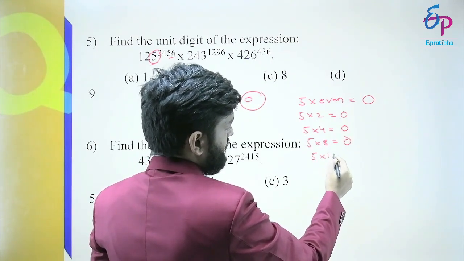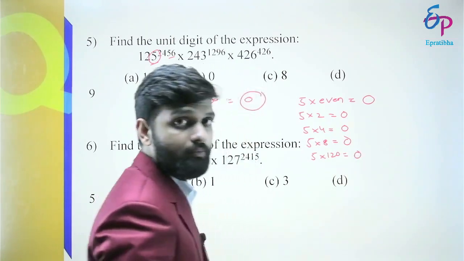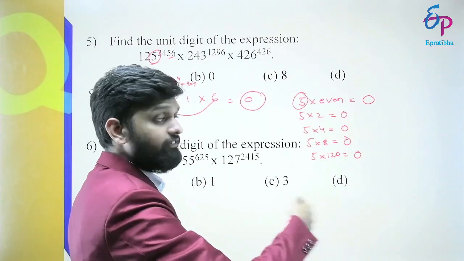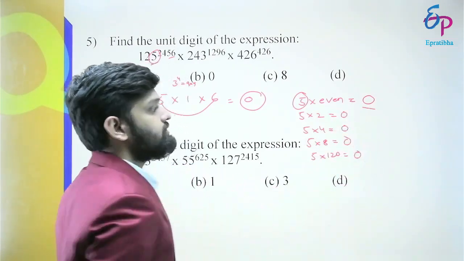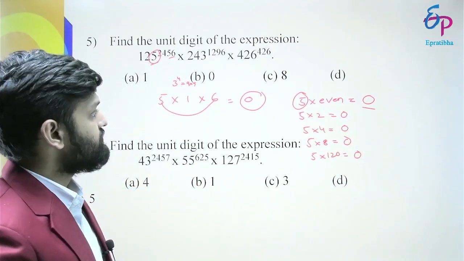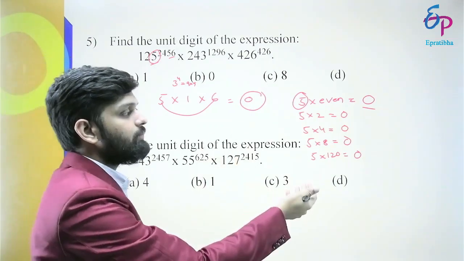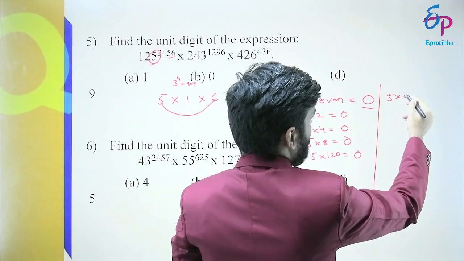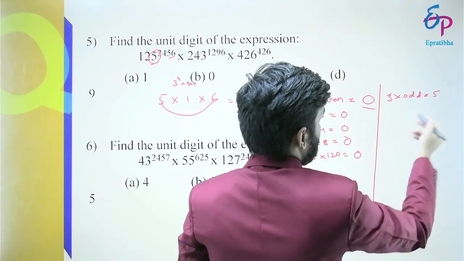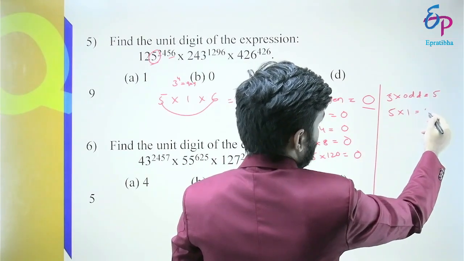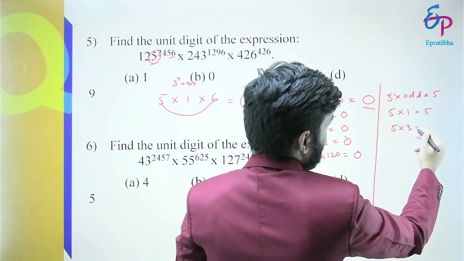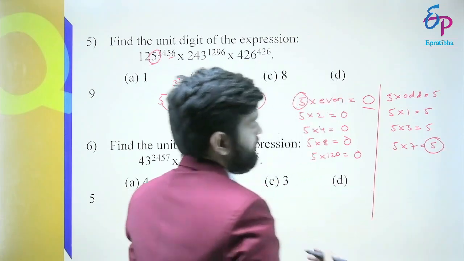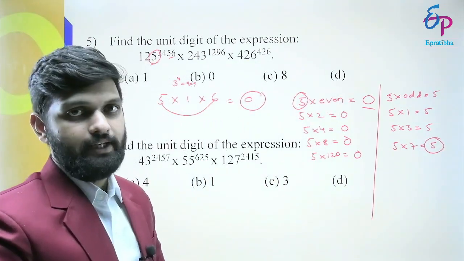5 into 120 is 2400, again the unit digit is 0. That means whenever you are multiplying with 5, if it is an even number, you will always end up with 0 as your product, as your unit digit. So 5 into an even number is always 0. That means 5 into an odd number will always be 5. So 5 into 1 is 5, 5 3s are 15, again it is 5, 5 7s are 35, again it is 5. 5 into odd is always 5 itself.